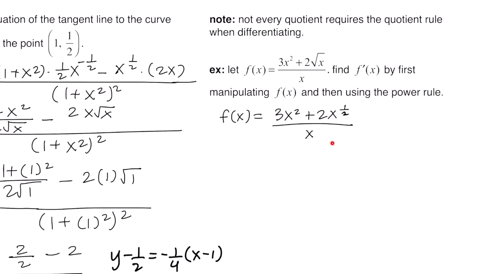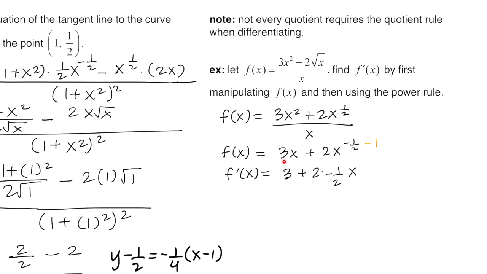So first I rewrote it as 3x squared plus 2x to the 1/2 all over x. And so next what we're going to do is we're going to split this into two fractions. So we're going to go 3x squared over x plus 2x to the 1/2 over x. Notice I'm still writing f out here because I want to make sure that we're all aware that we haven't actually taken a derivative yet. So we still have the function, we're just manipulating it. And now we're ready to take the derivative.